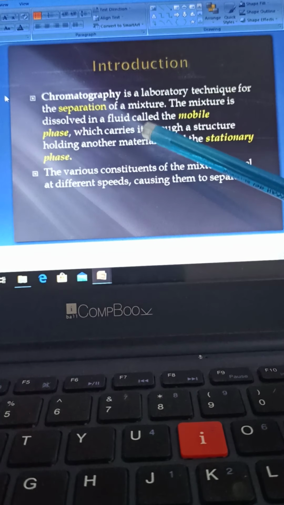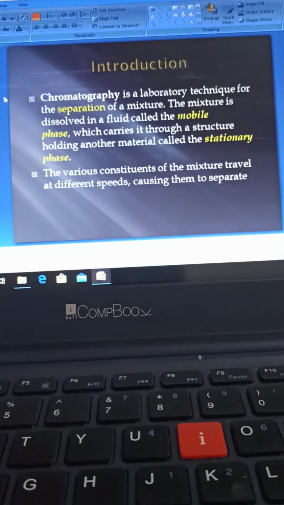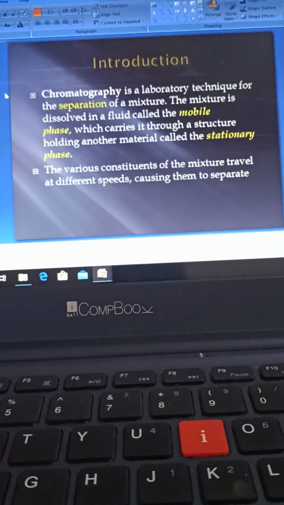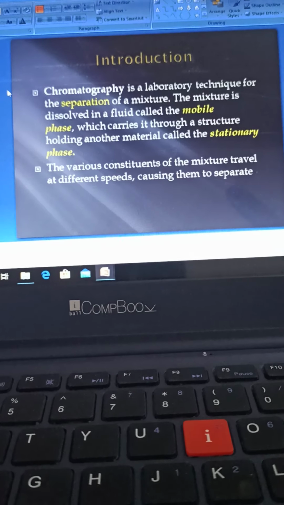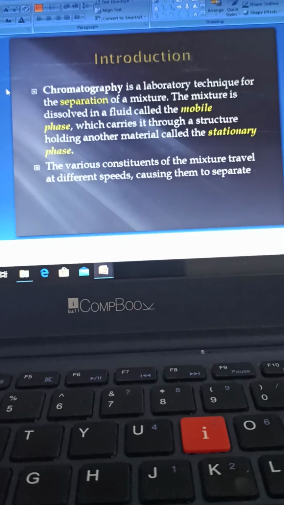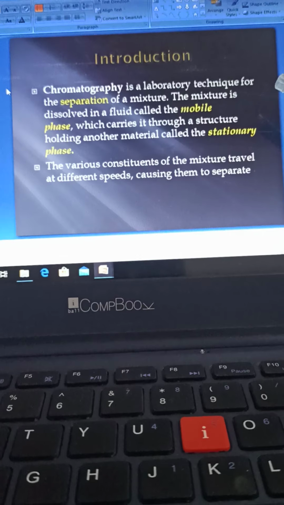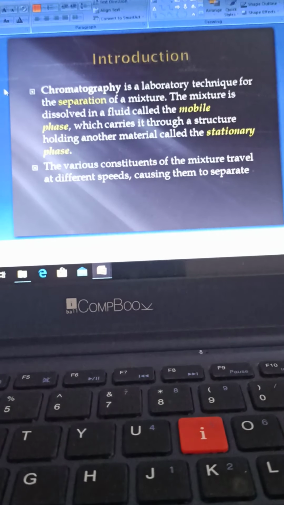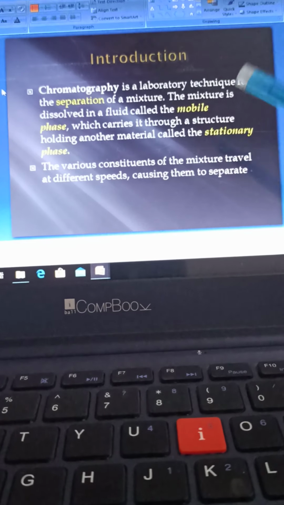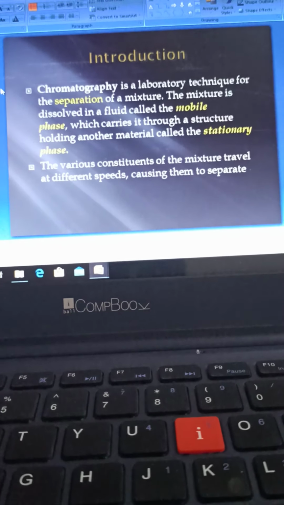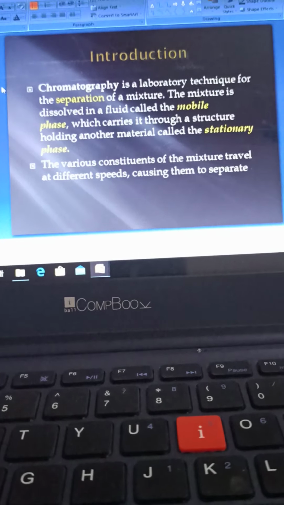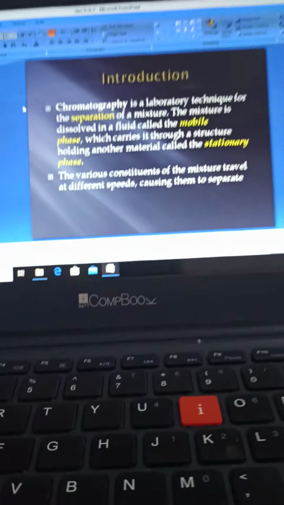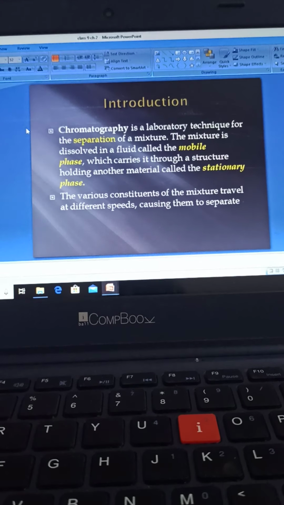The mixture is dissolved in a fluid, which is called the mobile phase, which carries it through the structure holding another material called the stationary phase. So here two types of phases are present. One is mobile, another one is stationary. Mobile phase means the molecules get the energy and they start to move on a paper, whereas in the stationary phase, the particles remain static, they are not going to move. Next, the various constituents of a mixture travel at different speeds, causing them to separate.